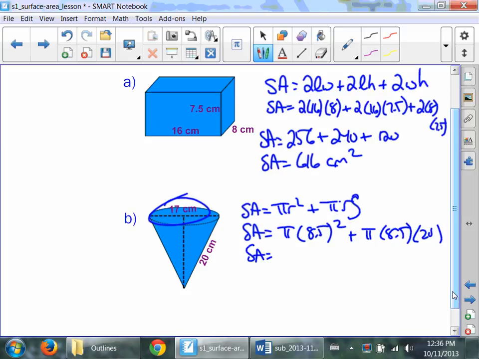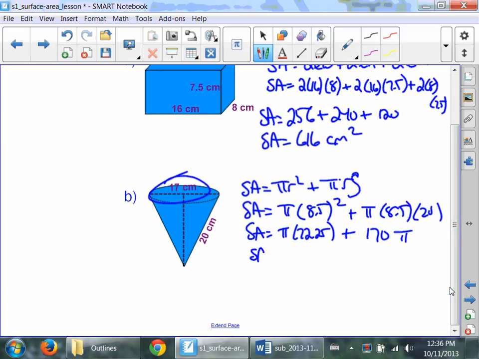Order of operations, we do exponents first. So 8.5 squared is going to be 72.25. And we can do 8.5 times 20 over here because it doesn't affect anything over on the left-hand side of the expression. 8.5 times 20 is going to be 170, so it's going to be 170 pi.